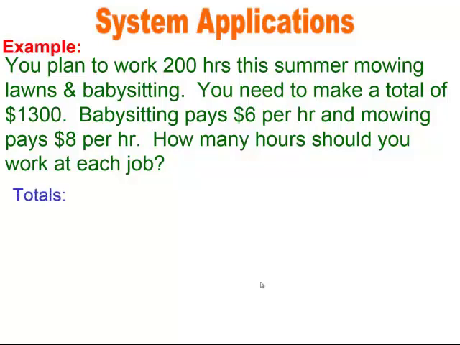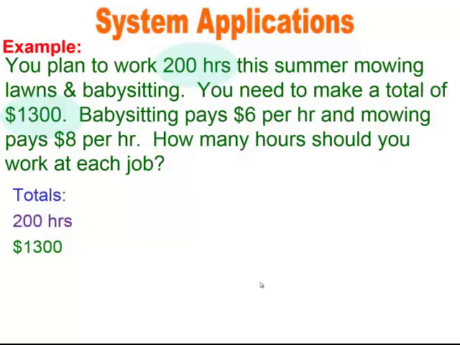So I'm looking for my totals, and when I read this through, I know that one of my totals is a total of 200 hours that I'm going to be working this summer. So one of my totals is hours, and my other total is dollars. So how much money will I need to make? A total of $1,300. So I have my two totals.